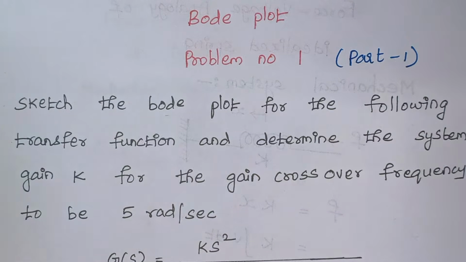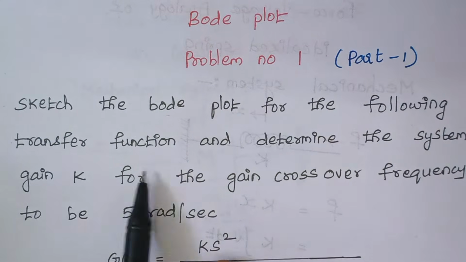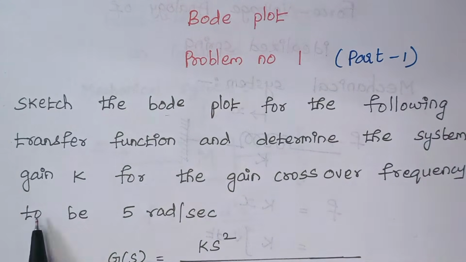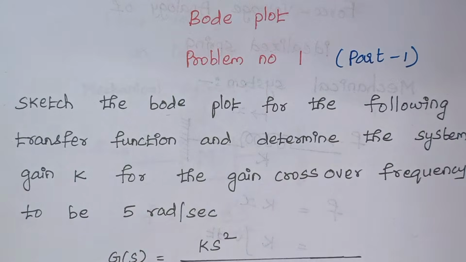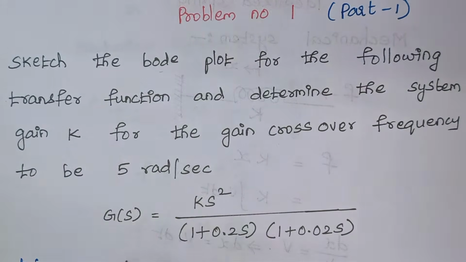Today we are going to solve problem number 1, part 1 under the category Bode Plot. The problem is: sketch the Bode plot for the following transfer function and determine the system gain K for the gain crossover frequency to be 5 radians per second, and this is your given G(s) expression.